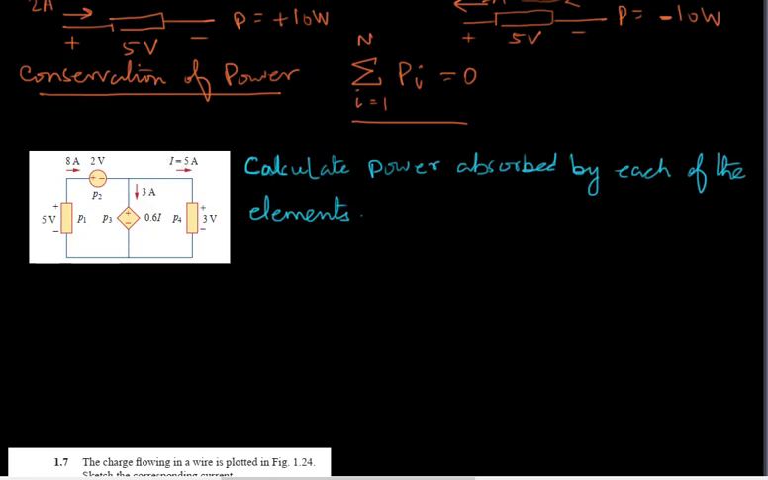Now, if I ask you to calculate the power absorbed by each of the elements, how can you do that? It's quite simple. You are going to use the equation of power. You need two things. You need to know that P equals V times I. That's one thing. And you also need to know that P is positive when I enters the positive terminal.